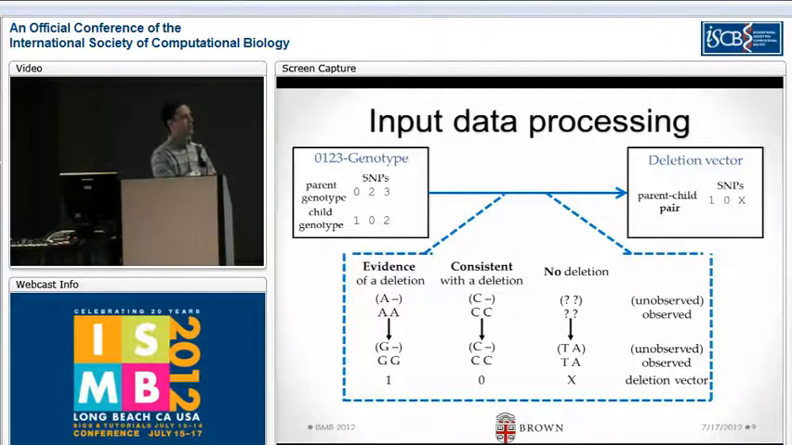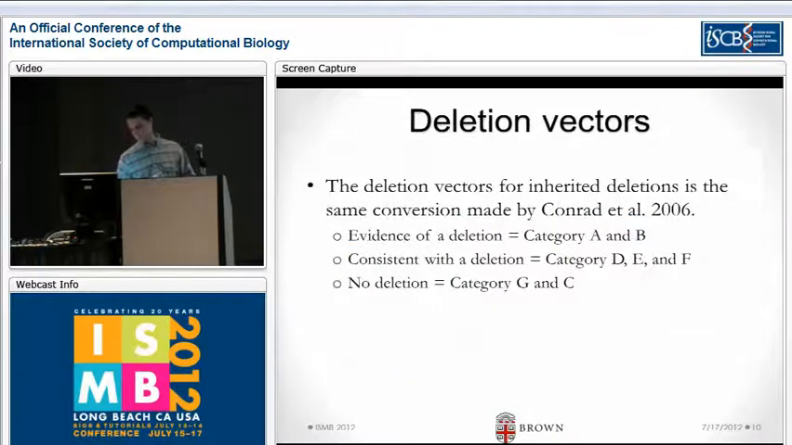We have consistent with the deletion patterns, and this example here is when both parent and child are homozygous for the same allele. You can explain this by normal Mendelian inheritance, or you can introduce a deletion. But it doesn't provide strong evidence for there being a deletion at the SNP site. And then no deletion, and these patterns indicate that there is no deletion at the site. In this example, it doesn't really matter what the parent is. If the child is heterozygous, then there's no deletion here. Both haplotypes are being seen by the experimental methods.